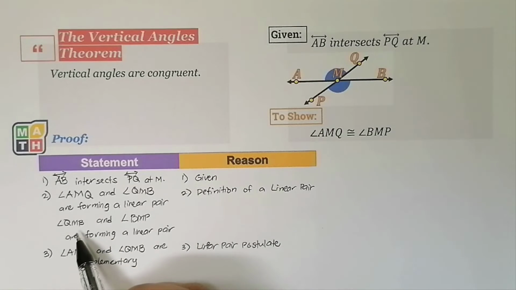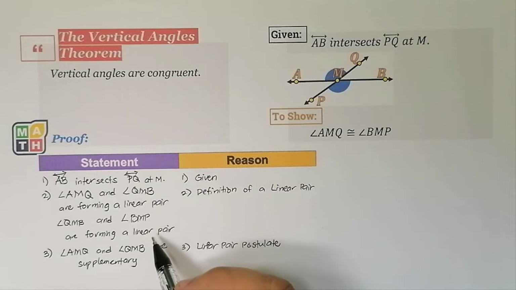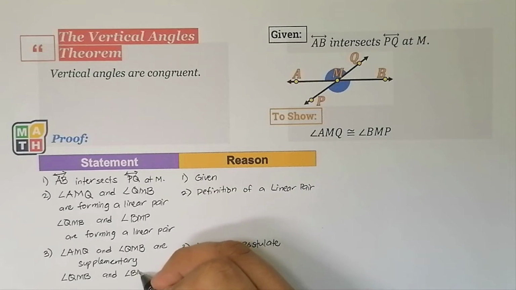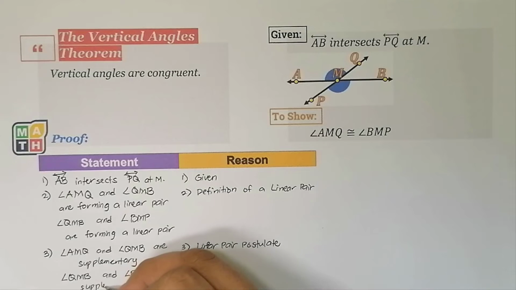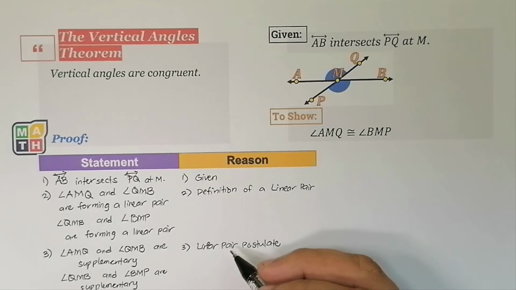Since the previous second statement also involves angle QMB and angle BMP, let us also write it here. We have angle QMB and angle BMP are supplementary, with the same reason, the linear pair postulate.